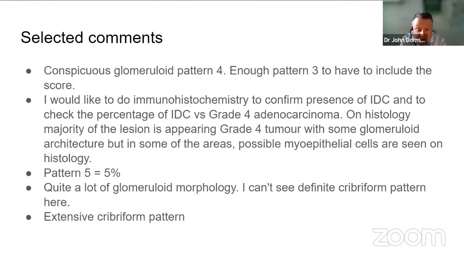Lots of comments again about grading and the patterns that are in here, Gleason pattern 4 glomeruloid versus cribriform. Cribriform is now usually reported independently of the Gleason pattern, as there is a large bank of evidence that suggests it's an independent adverse prognostic factor within prostate cancer. Some people thought there might be a little bit of Gleason pattern 5 within the cores as well.